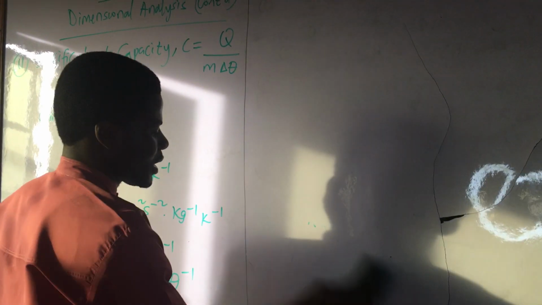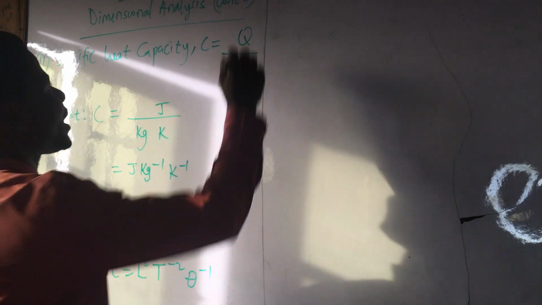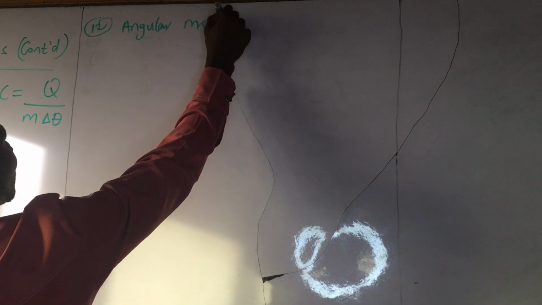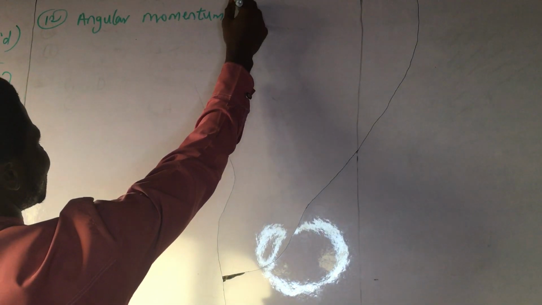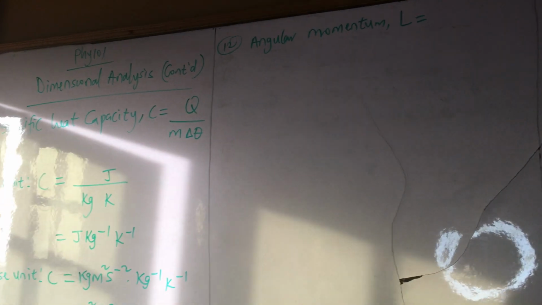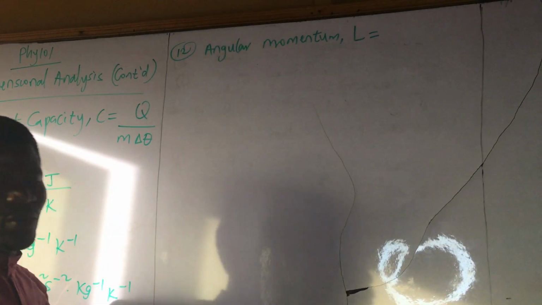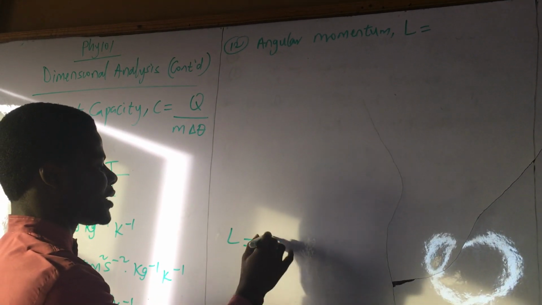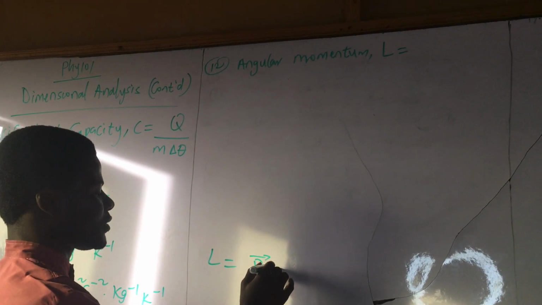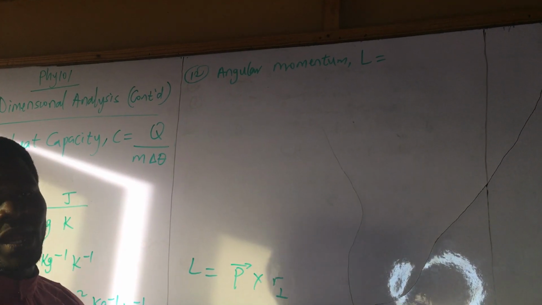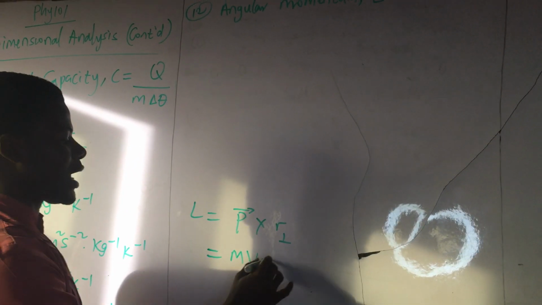Let's quickly look at another one. Let's look at angular momentum. We use L for it at times. Angular momentum, and what's it all about? Angular momentum is also called moment of a momentum. That is the product of linear momentum and perpendicular distance. So the formula is linear momentum times perpendicular distance. And don't forget that linear momentum is mass times velocity.